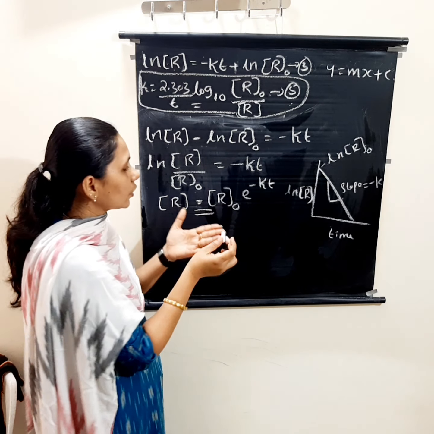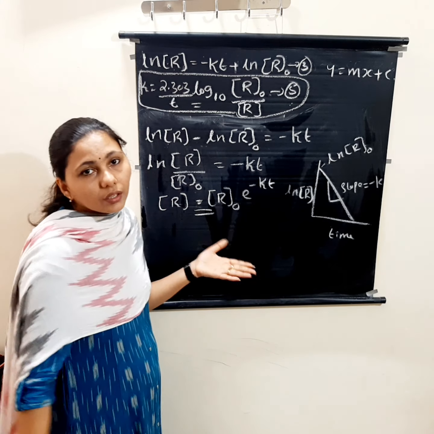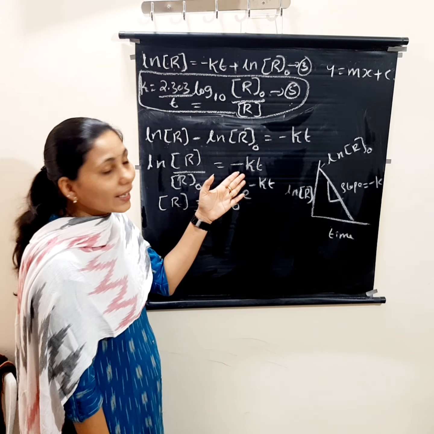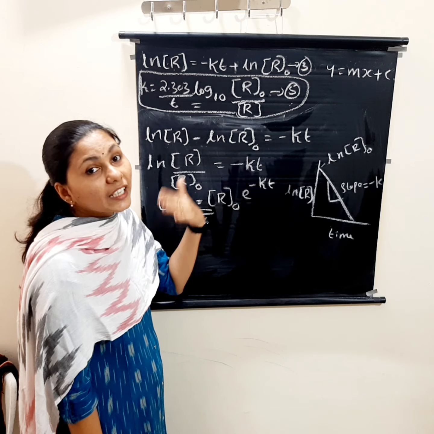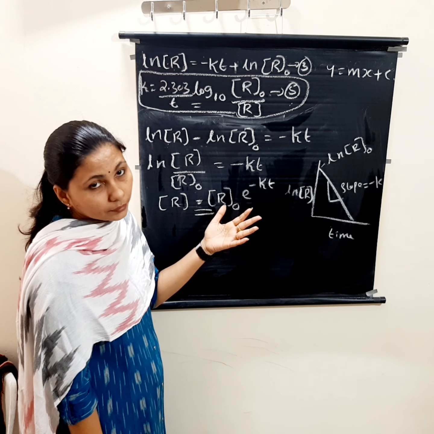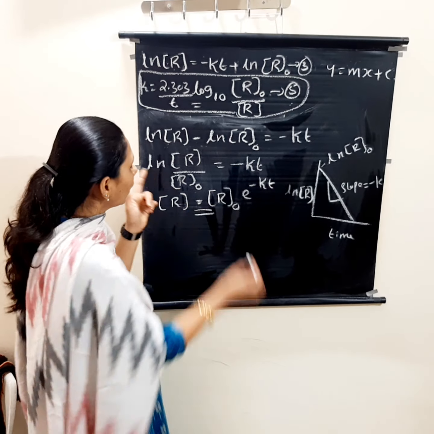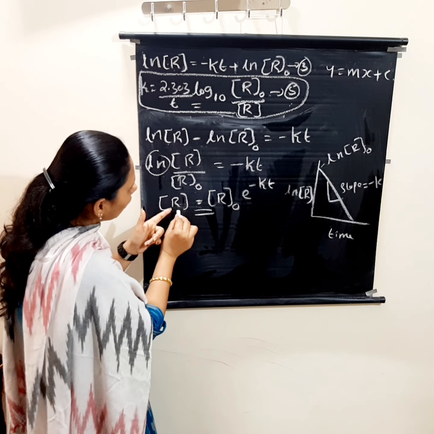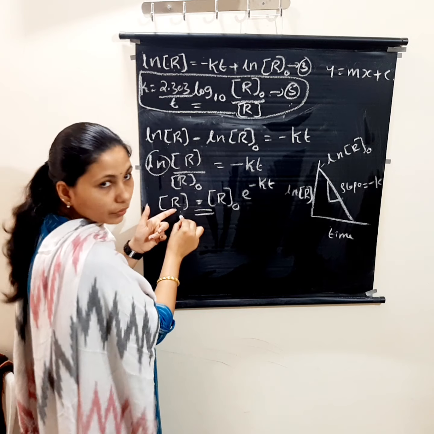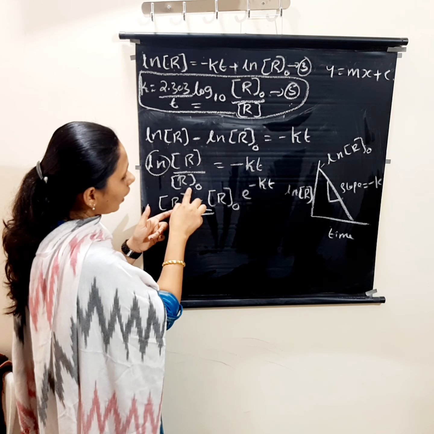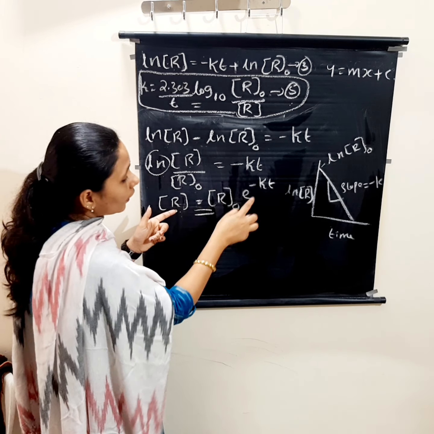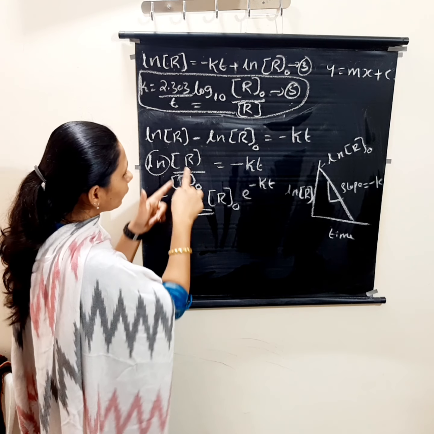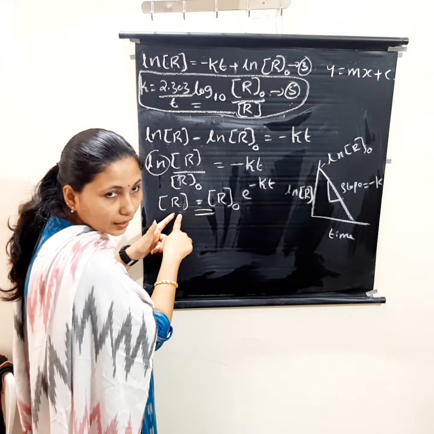According to this, we are removing the logarithm on the left side. So the right side will become the exponent term. So ln R divided by R0, I removed the ln, so just taking the concentration of R. Then R0 will go to this side. On this side we removed the ln for R and R0. After that, the concentration of R we are writing.